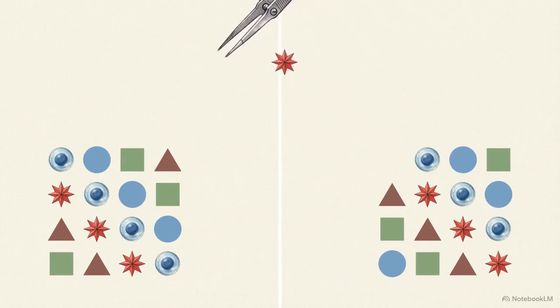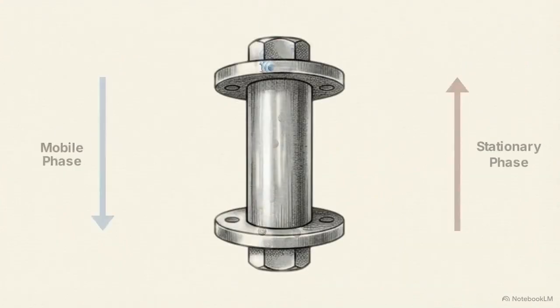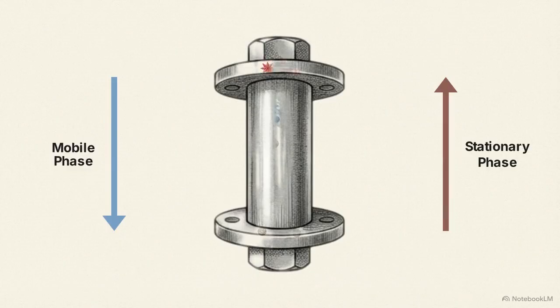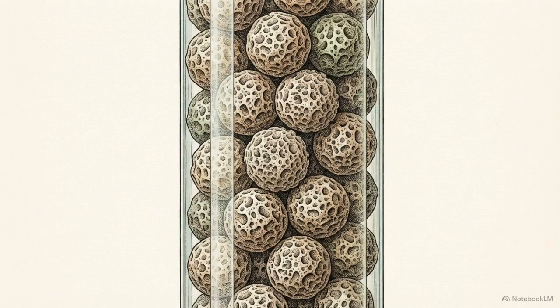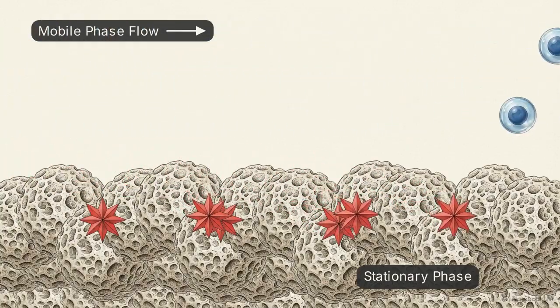We need to isolate specific target molecules from this soup so we can analyze their precise structure and quantify exactly how much of them we have. We achieve this by forcing the mixture through a controlled environment and subjecting it to a literal tug-of-war between two competing physical forces. The first force is the stationary phase. This is a physical matrix, often a solid powder or a coated tube, specifically designed to grip certain molecules and hold them back as they try to pass through.